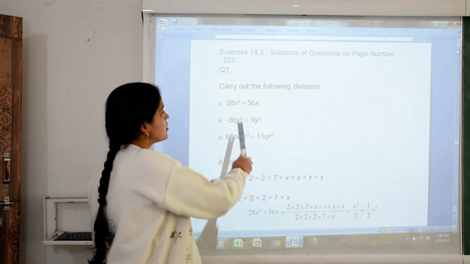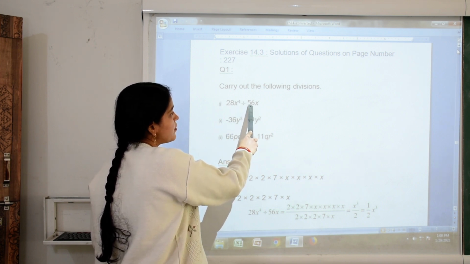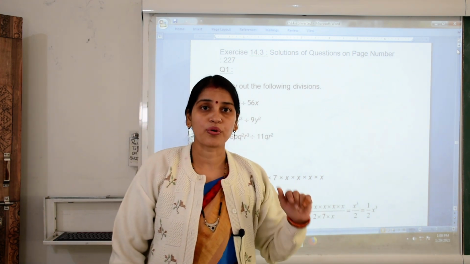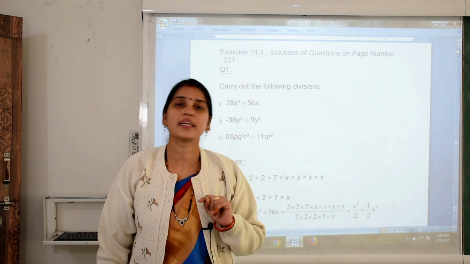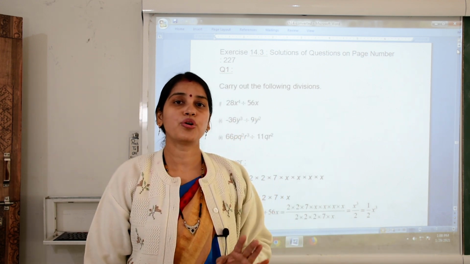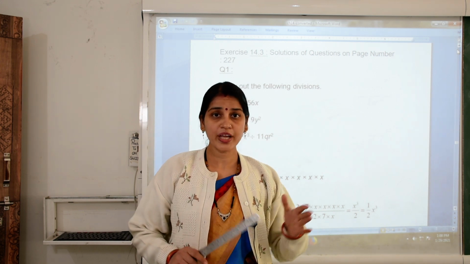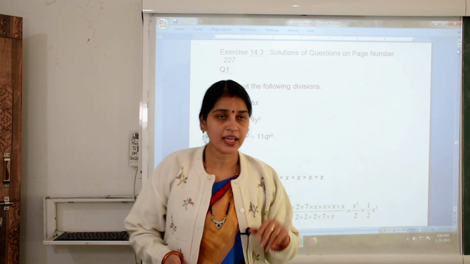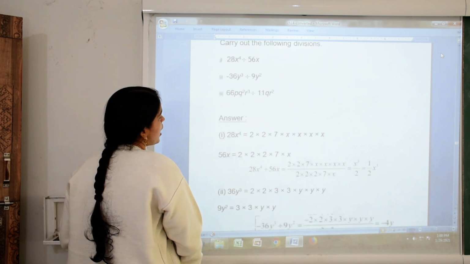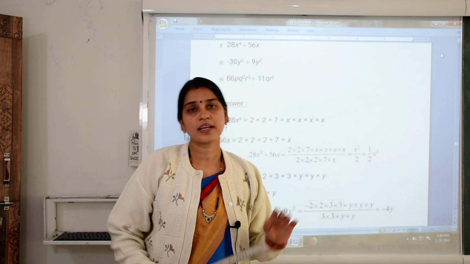So here you have given 28x to the power 4 divided by 56x. Means 28x to the power 4, this is a single term, that is a monomial. And 56x is again a monomial. Both are monomials, that means we have to divide monomial by monomial. So first of all, you have to find the factors of the given expression.